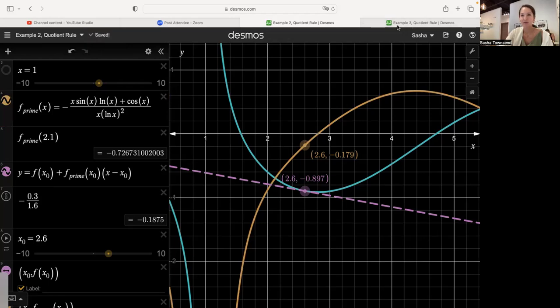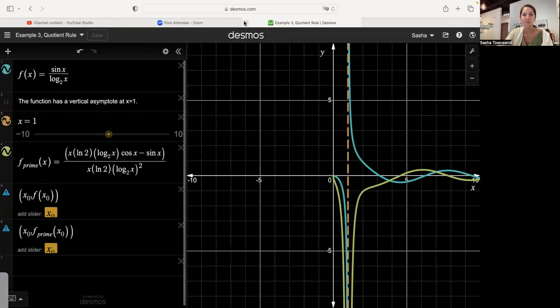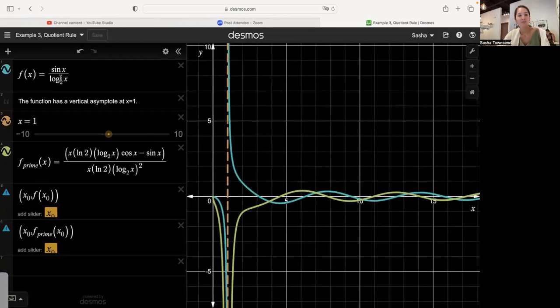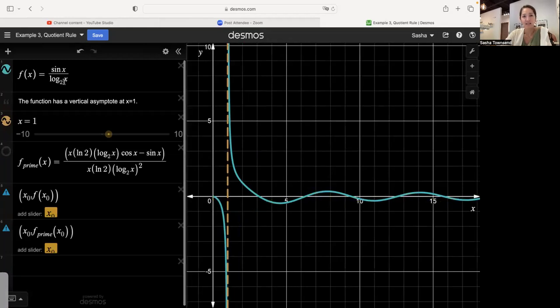Now let's look at example 3. Example 3 looks like this. Now I used another logarithm. So here we've got log base 2 in the denominator and a sine of x in the numerator. And this is undefined whenever the denominator is 0. Log base 2 of 1 is 0 because 2 to the 0 power is 1. So that's going to give us a 0 when x equals 1. So we've got that vertical asymptote right there.